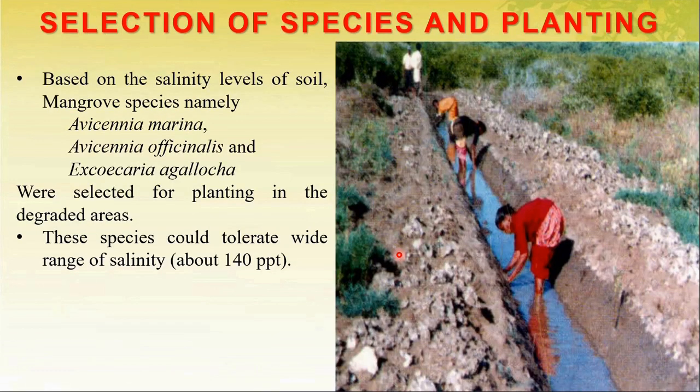Now, selection of mangrove species. Based on the salinity level of soils, mangrove species mainly Avicennia marina, Avicennia officinalis and Excoecaria agallocha were selected for planting in the degraded areas. The selection of mangroves part I have discussed in my previous video. And these were selected because they can tolerate high levels of salinity.